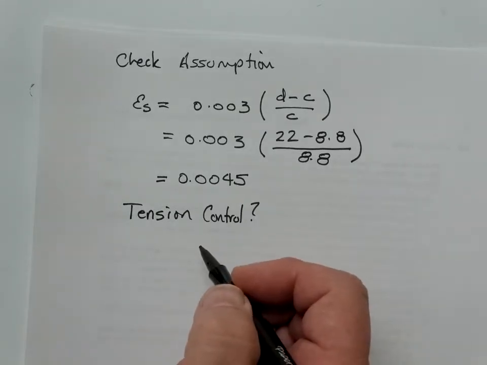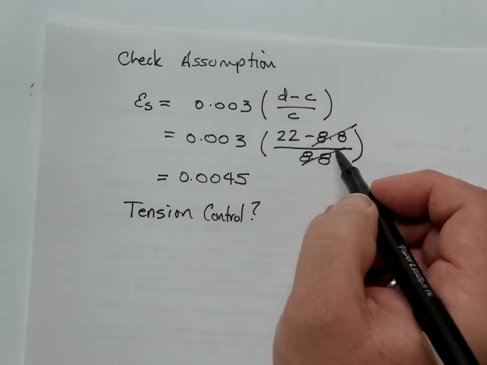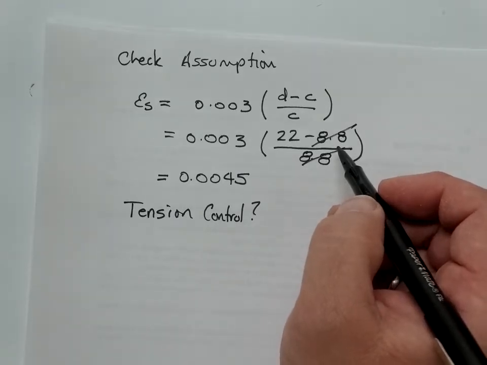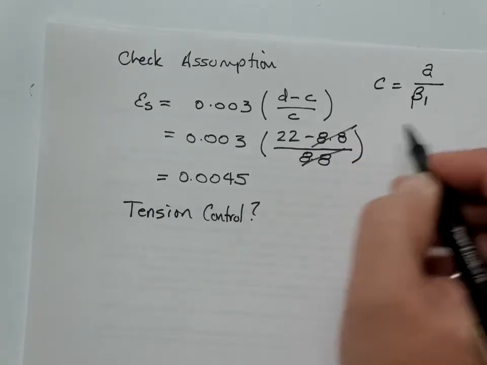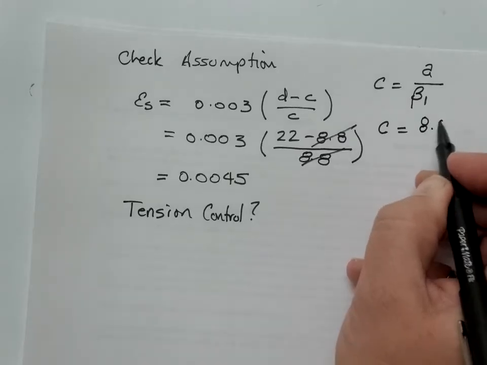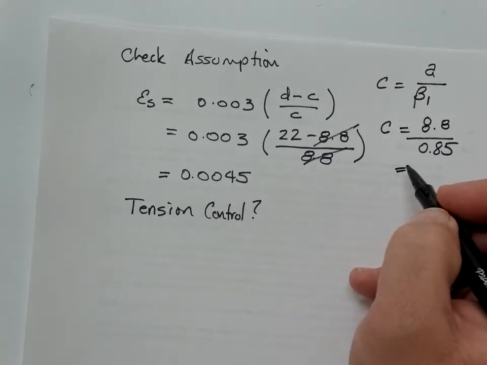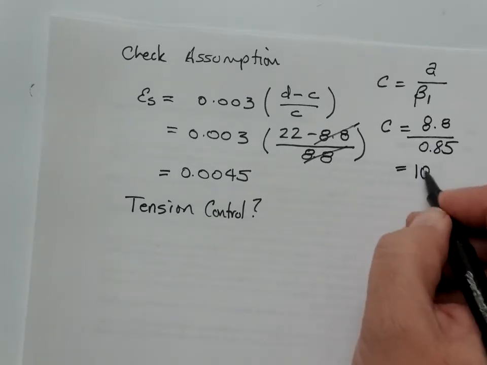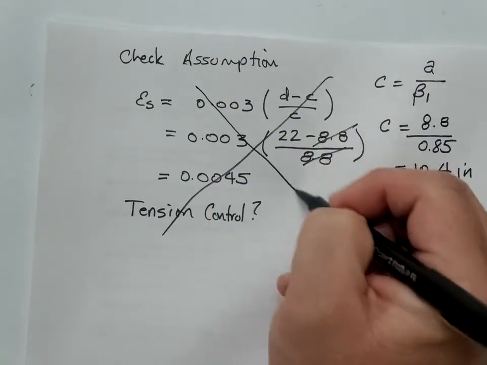We used a for c instead of c. Oh, we didn't solve for c, thank you. We didn't solve for c. Remember I predicted I would make mistakes? You thought I was kidding. c is equal to a divided by beta 1. c is equal to 8.8 divided by 0.85, and that's equal to about 10.5? 10.4. 10.4 inches. So now we have to redo this.